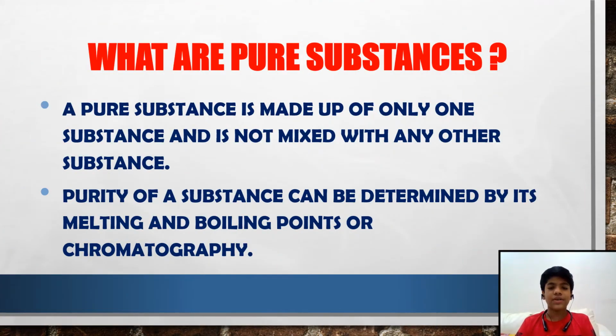The first question comes, what are pure substances? A pure substance is made up of only one kind of substance which is not mixed with any other one. We can determine the purity of a substance by its melting or boiling point or even chromatography.